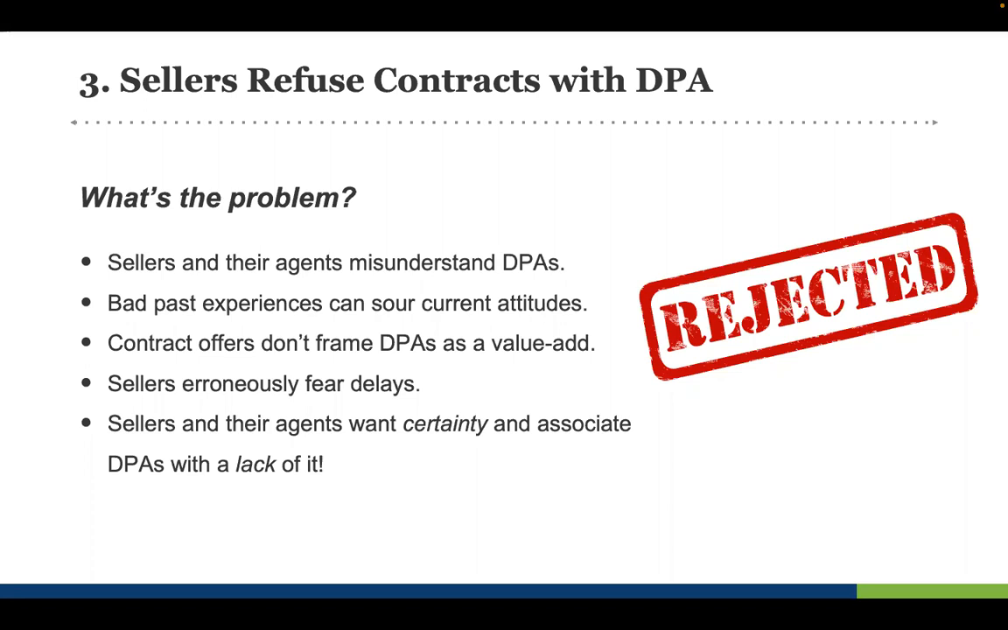And it could very well be because they had a bad past experience with a transaction that involved a down payment assistance program. Maybe the loan officer in that transaction representing that buyer, 2 years ago, was new to DPA or didn't get it done or whatever the case might be. And so that can sour the agent's attitude, and that carries forward to future transactions, right? But there are also other reasons why this might occur.